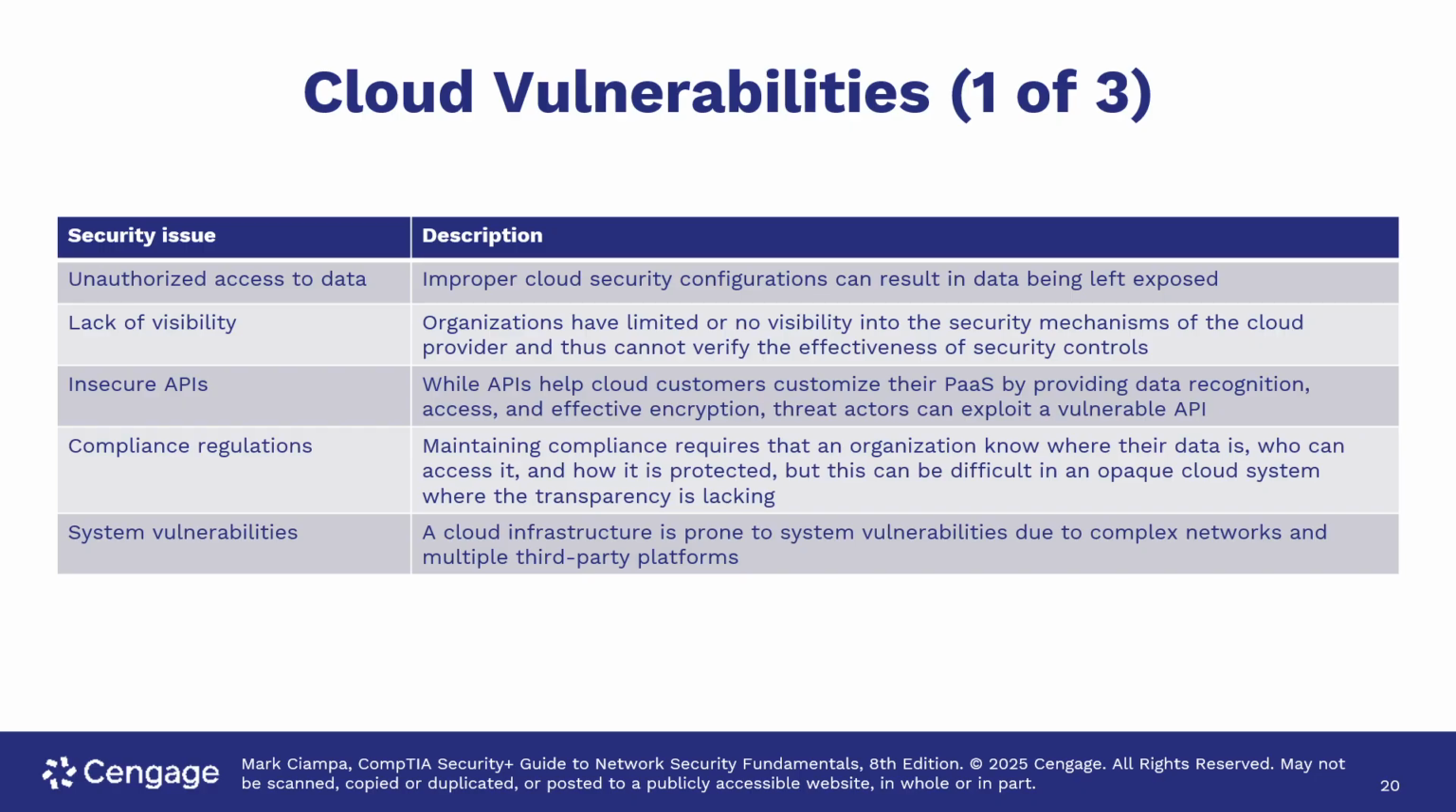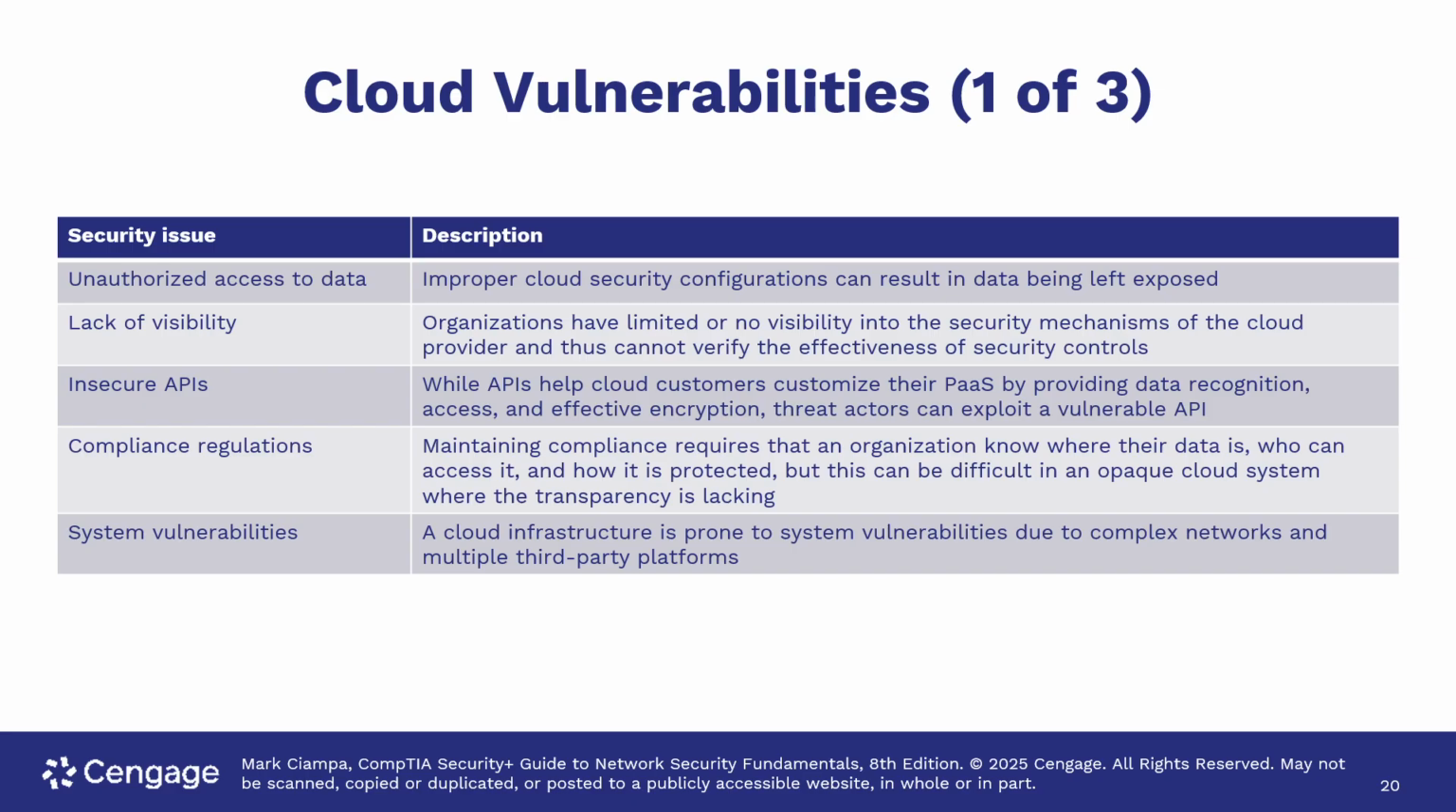So here we have a list of them: unauthorized access to data, lack of visibility, insecure APIs, compliance regulations, and system vulnerabilities. So those are the cloud vulnerabilities, the first part of them. So you have improper cloud security configurations. Organizations can have limited or no visibility in the security mechanism. While APIs help customers customize their PaaS by providing data recognition, access, and effective encryption, threat actors can exploit a vulnerable API.